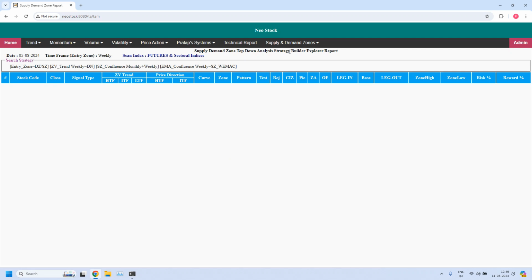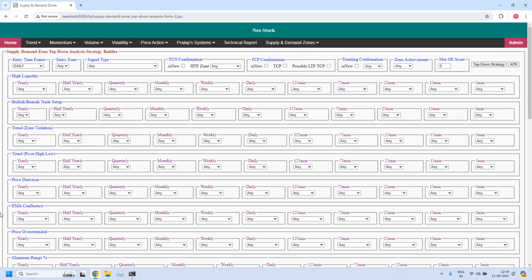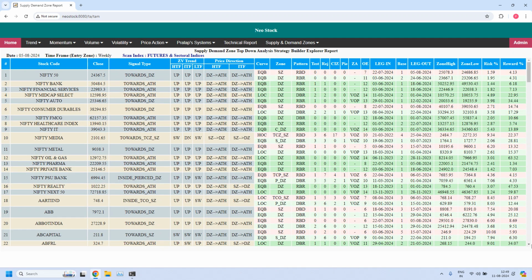Fine. And in the final report, I will generate all weekly demand and supply zones for our reference, because you might have some favorite stocks and want to know what is happening in that stock. So I'm selecting the weekly time frame, not adding any filters. I'm generating the complete report for all the stocks. The first 17 in this list are indices. That includes all the sectoral indices, and the remaining are all equity stocks, but equity stocks are filtered only based on the list available in the F&O category.